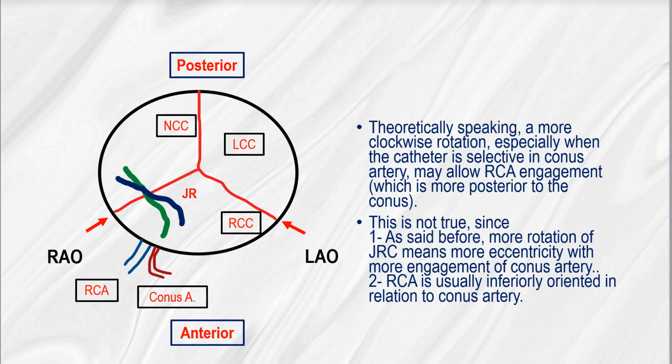Theoretically speaking, a more clockwise rotation, especially when the catheter is selective in the conus artery, may allow RCA engagement, which is more posterior to the conus. This is not true since, as said before, more rotation of the Judkins right catheter means more eccentricity, with more engagement of the conus artery. The RCA is usually inferiorly oriented in relation to the conus artery.